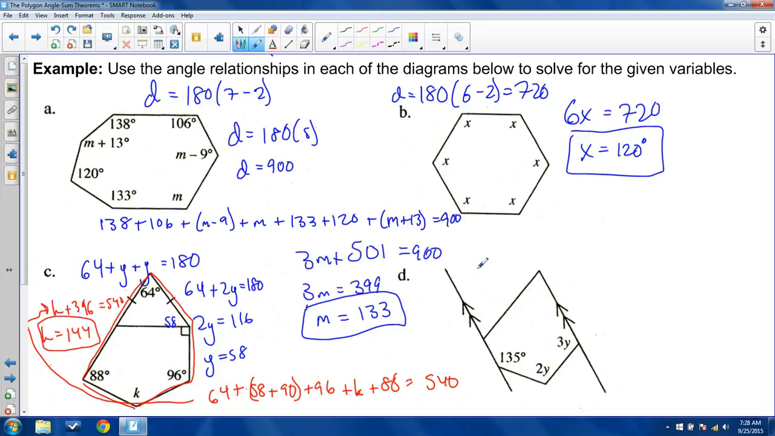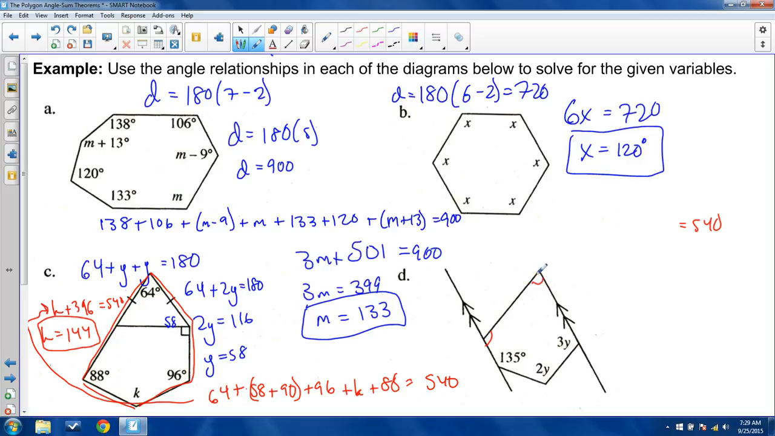And D, now you have a 1, 2, 3, 4, 5-sided shape again. So we know that this is going to add up to 540 whatever we do. Now we are missing some angles here. We're missing this one and this one. However, they do tell us these are parallel lines, so assume for a moment that you might have to make use of that. So I don't know what these angle measures are. In fact, I don't know if I'll ever be able to figure out what they are.